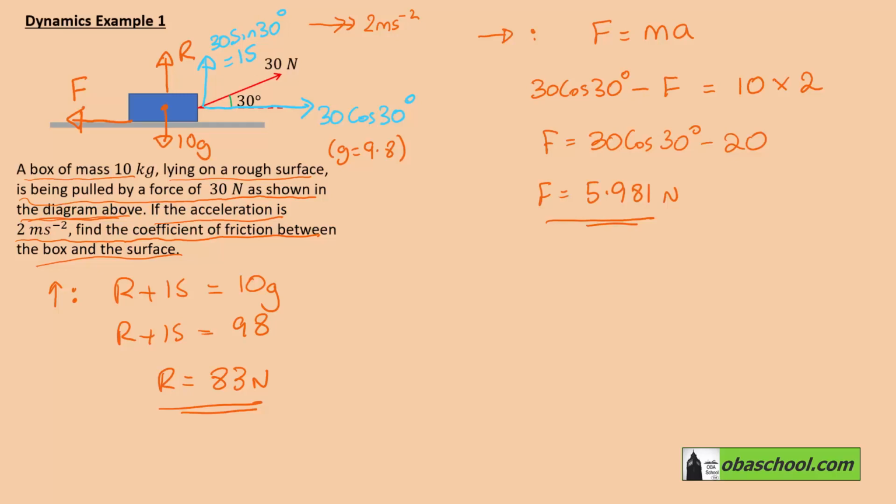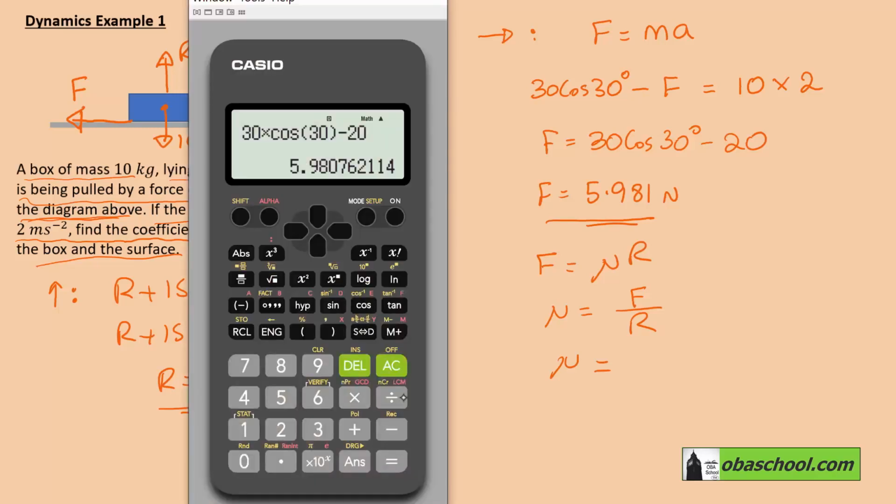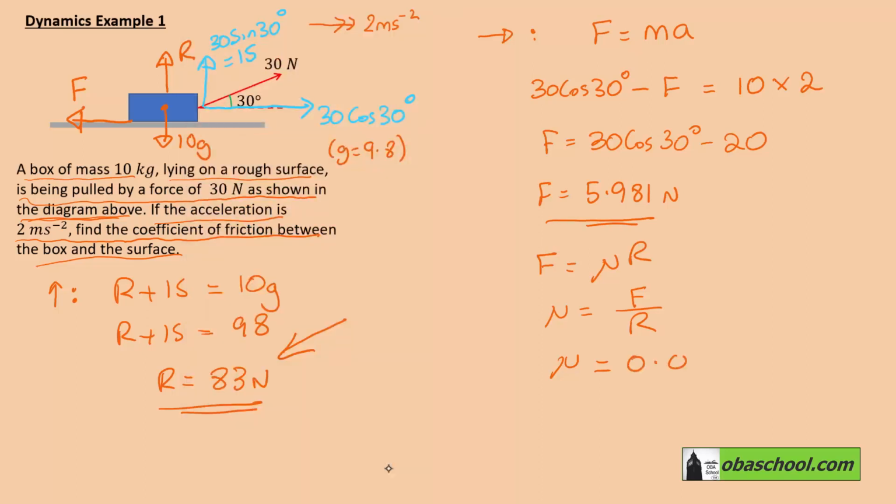Now we know in limiting friction that F is equal to mu R, therefore mu is equal to F divided by R, and R of course was 83, so mu is going to be my last answer divided by 83, which is 0.072, correct to 3 decimal places.